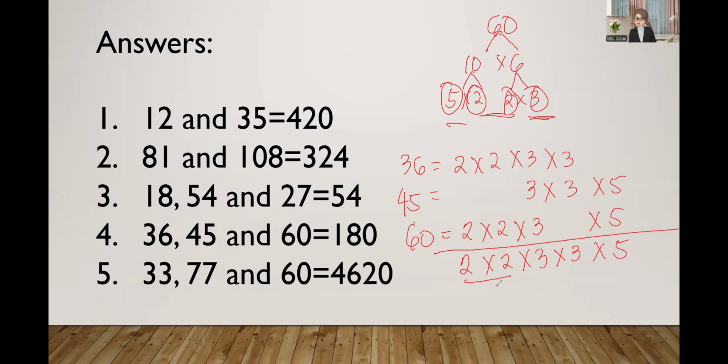Okay, what is 2 times 2? And that is 4. 4 times 3, and that is 12. 12 times 3, that is 36. And 36 times 5, 6 times 5, 30, carry 3. 3 times 5, 15, plus 3, that's 18. So your LCM here is 180. Next.